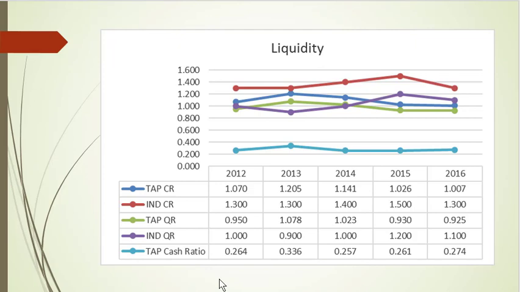We seem to be fairly stable. There's no dramatic increases or decreases over time. And of course, the number is a little low. So in general, we would like the liquidity to be a little bit higher, but it doesn't seem to be dangerously low or dangerously different than the industry is.